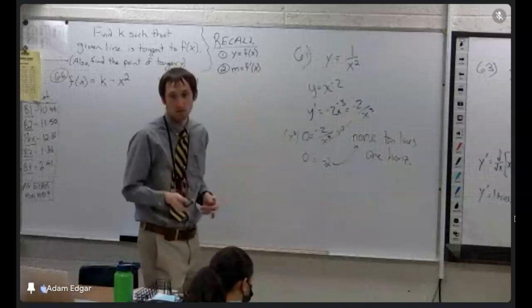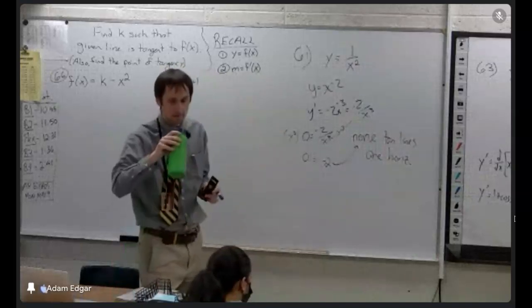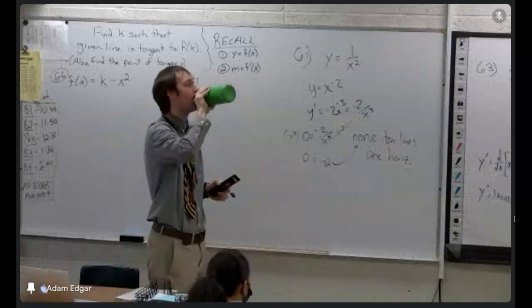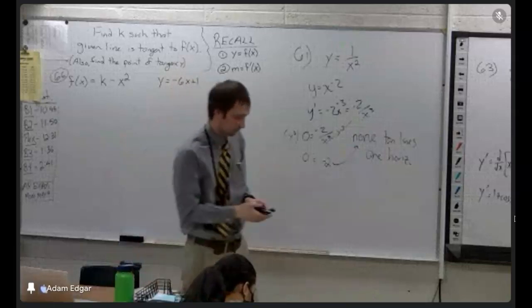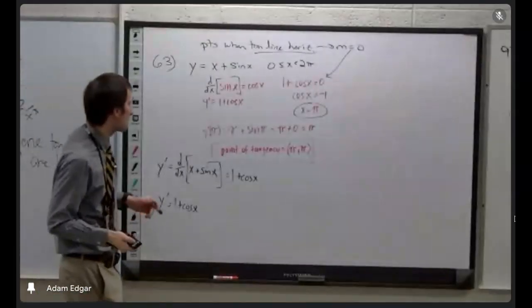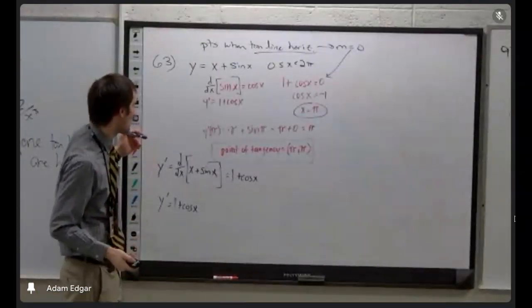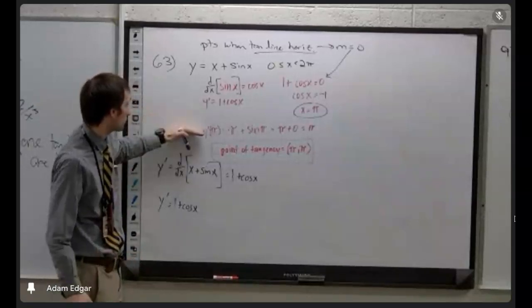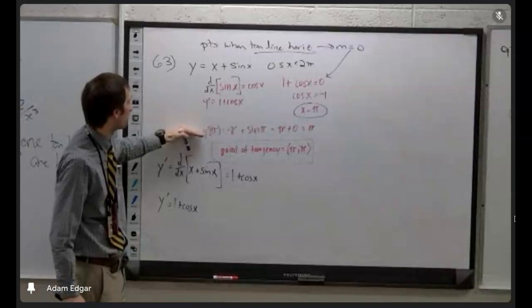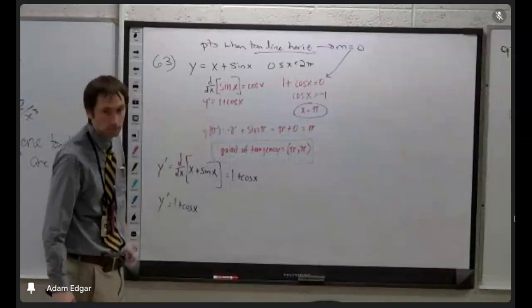Prince? Where y prime, and then y of pi equals pi plus sine pi, right? That whole line. Why is it y prime instead of y? That's a good point. It should not be y prime.